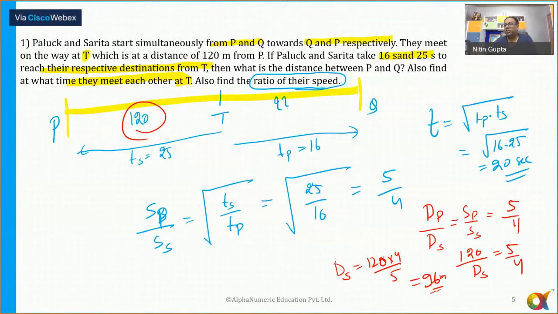So I hope that it is clear to all of you. In case there is a doubt, please ask me right now. So the question is, what is the distance between PQ? Palak has traveled 120, Sarita has traveled 96. So the total distance between PQ is 120 plus 96, which is equal to 260. And this is the answer. Any doubts now? Is that clear to you, Vomik?